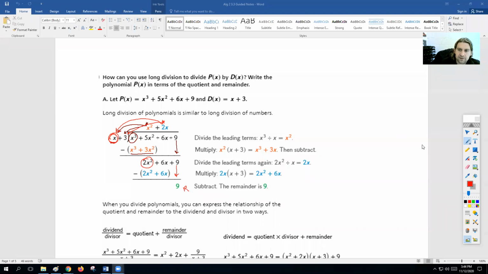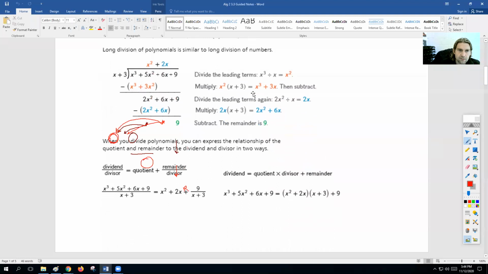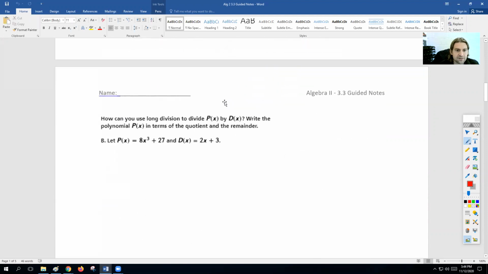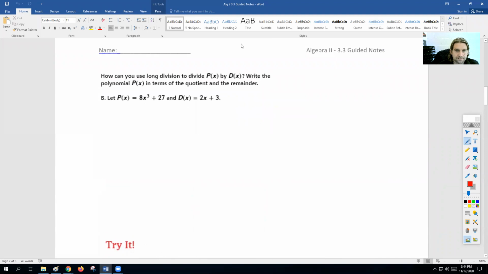So the way that we would write our answer is to show that, so you guys can see, this expression divided by x plus 3 would be x squared plus 2x plus the remainder 9 over x plus 3. There's another way to write this using multiplication, but we're not going to go through it. It's not too bad. So we're just going to try to write all of our answers like so. So we're going to take our time with this and go through 3 examples to make sure we can understand it.